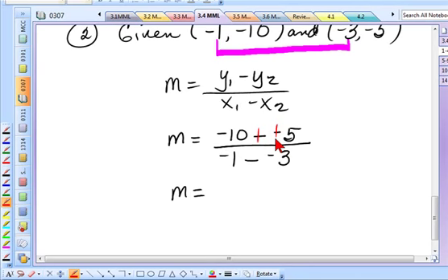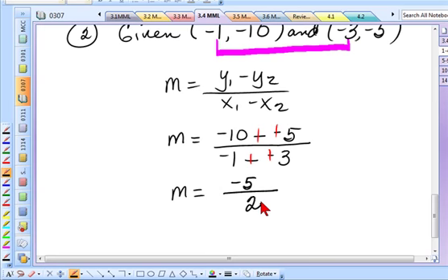I have -7, I can get it in a minute, -10 plus 5. So what do I do? I subtract and keep the sign of the big one, -5. The denominator, I have minus minus again, so that becomes plus. I have -1 plus 3, which is 2.